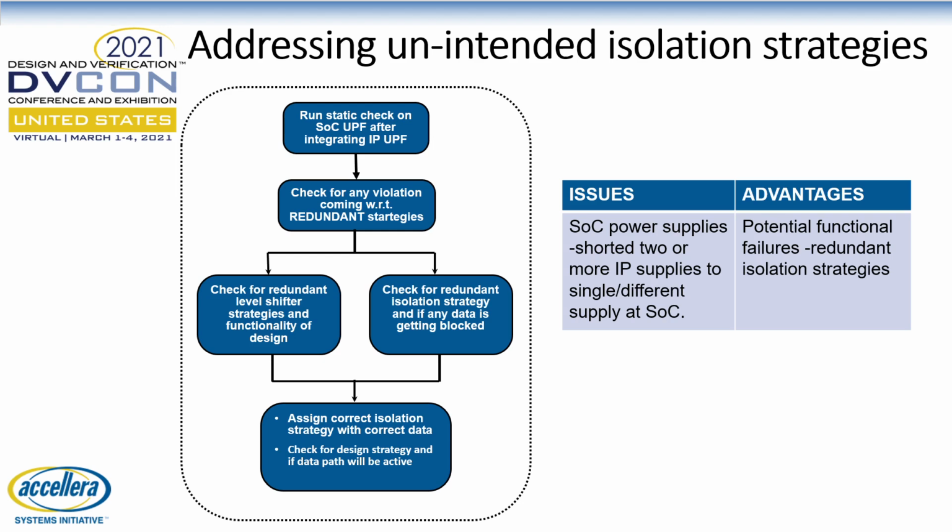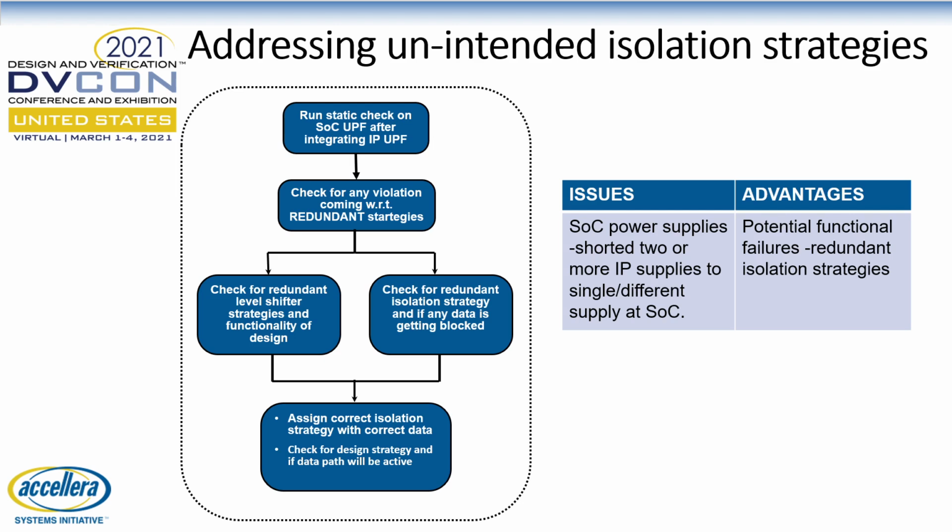After identification of such issues with the help of static check, we took care of the following points. First, we cross-checked design functionality for redundant level shifter strategies and whether they had the same voltages. In such cases, we can ignore them or provide a waiver. Second, we checked the isolation strategies to see whether the data signal being propagated was not getting blocked. If it is not getting blocked, then our data is getting passed as we desire, so we kept the redundant isolation strategies as is, thereby assuring that we have the correct isolation enable signals or control signals in those isolation strategies.